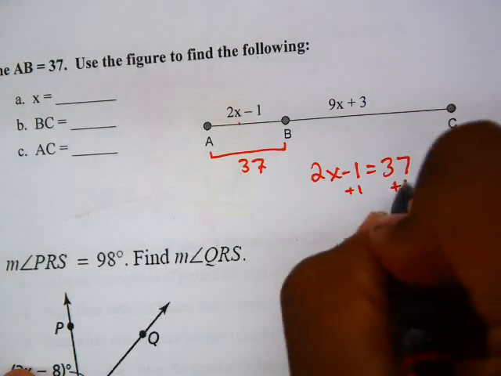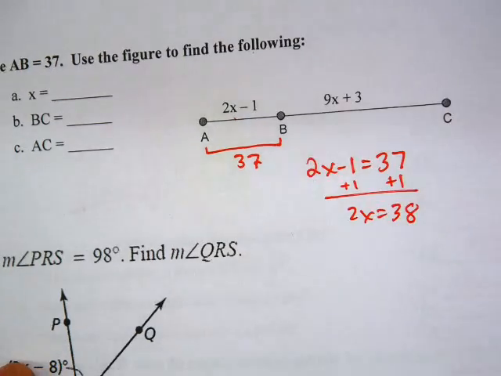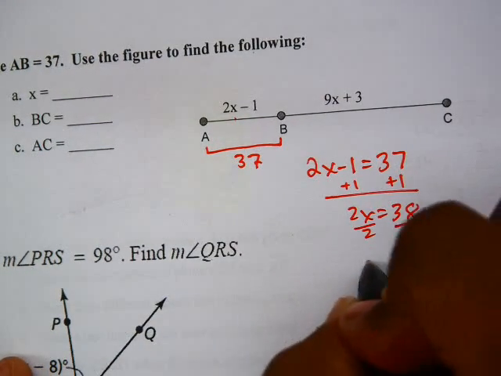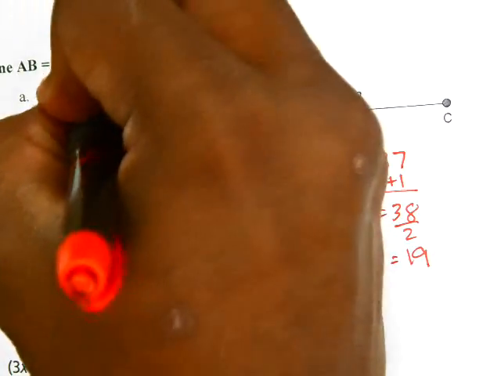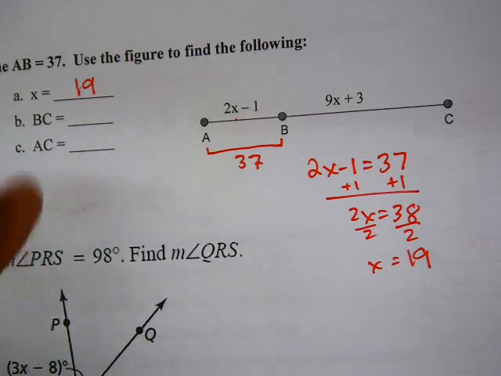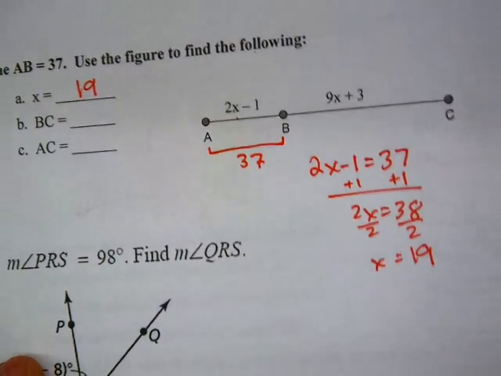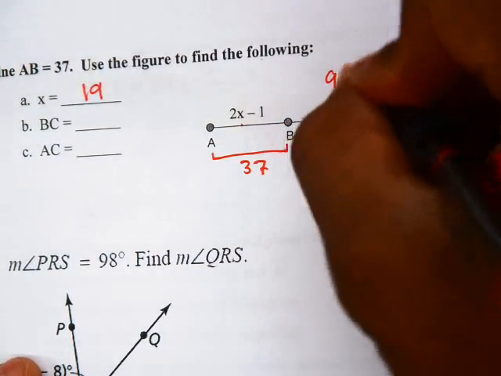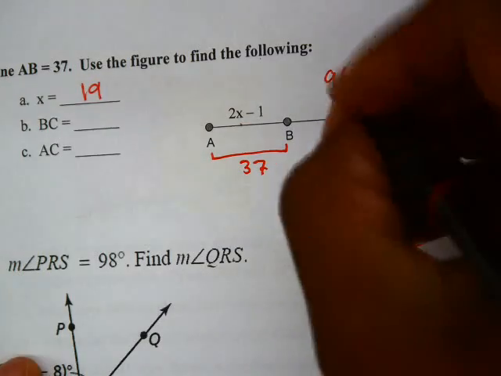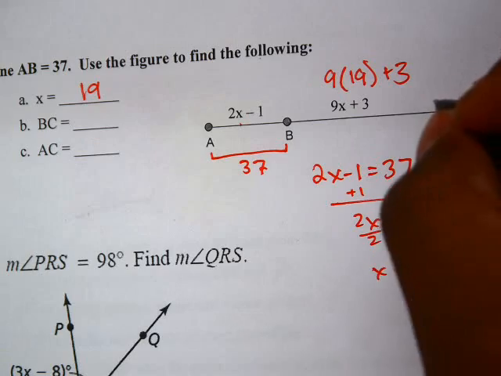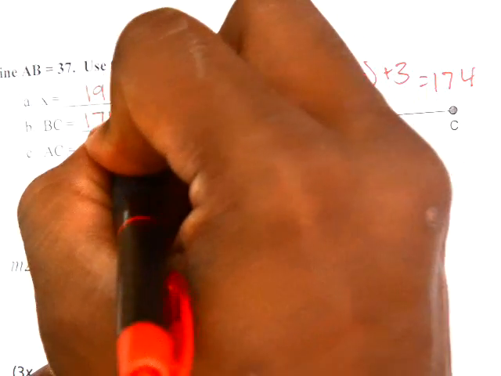So let's add 1 to both sides, and divide by 2. So I need to do 38 divided by 2, and that's 19. So x is equal to 19. They want me to use that to figure out what BC is. Well, BC is 9x plus 3, so I can take 9 times 19 and add 3 to it. So 9 times 19 plus 3 is 174 units.